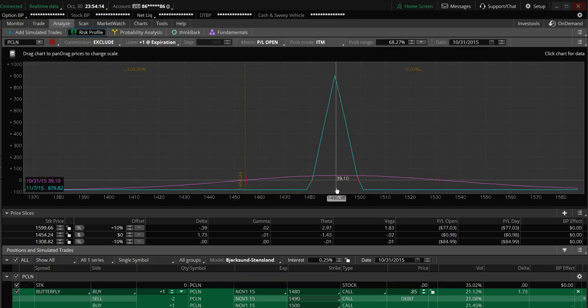And that's all options really are, is just taking calls and puts and combining them in different ways to put strategies together that give us different opportunities to make money on them.